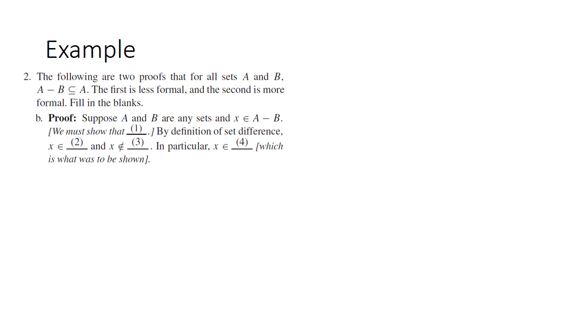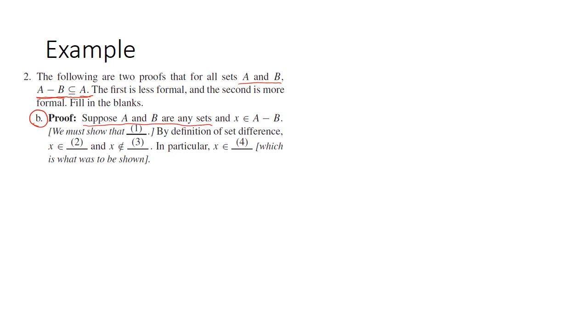Okay, so let us look at number 2 here. Originally there were two parts, an A and a B, and I've just done part B here, which is the more formal proof. What we're trying to show is that for any sets A and B, A minus B is always a subset of A. So let's go ahead and try it. Remember, we're trying to show that A minus B is a subset of A.